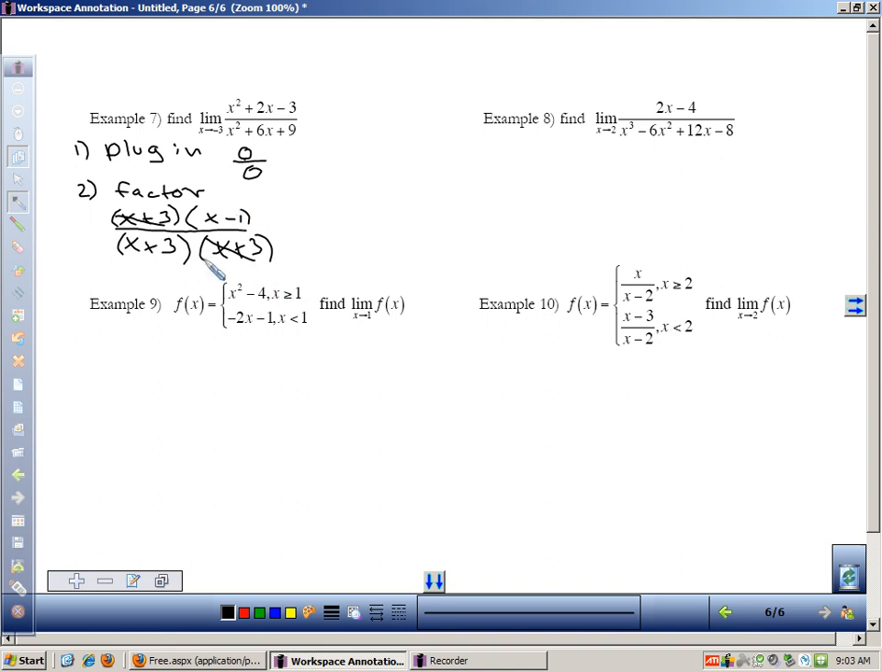I plug in again, and I still get, when I plug in -3, I'm sorry, I don't get a 0 over 0. I get -2 over 0 when I plug in. So I still have a 0 in the denominator. So for this one, the first two steps don't work. So I have to check my signs. I need to plug in close to -3 on the left and close to -3 on the right.